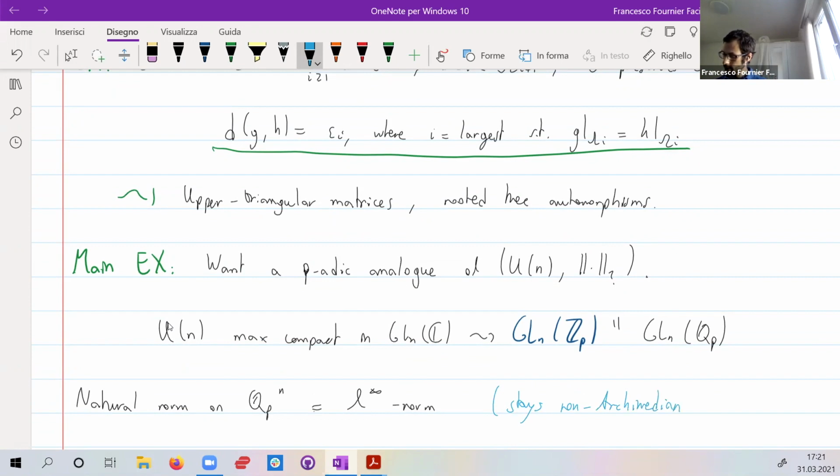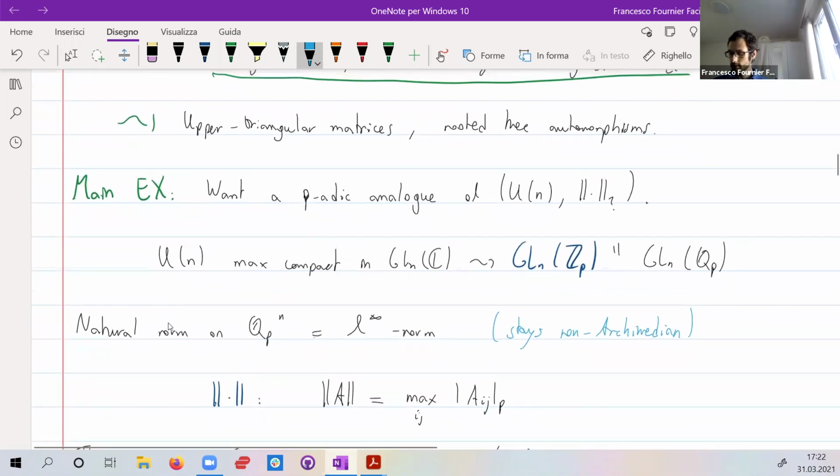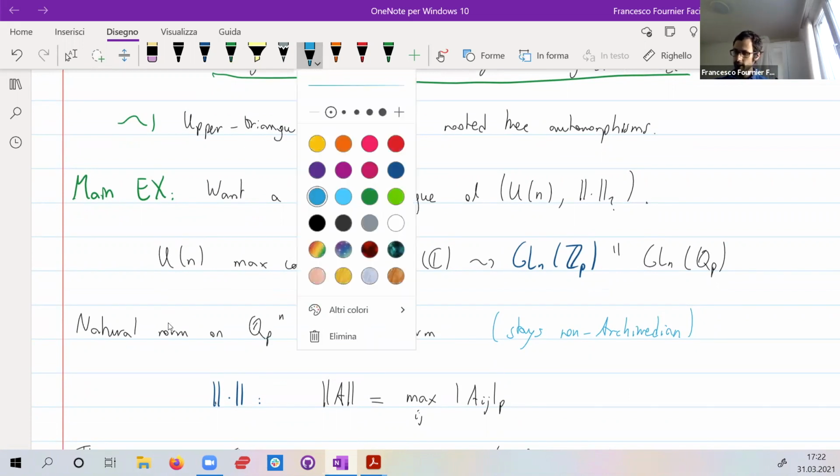So Q_p is equipped with the p-adic norm, which is non-Archimedean. So just saying that the induced distance is ultrametric. And if I want to put a natural norm on Q_p^n that respects this, I need a norm that also is still non-Archimedean. And so the natural thing to put on it is the L infinity norm. And so keeping this in mind, I'm gonna define this norm. I'm just gonna denote it like this since it's the one we're gonna talk about today. Just the L infinity norm on the coordinates.